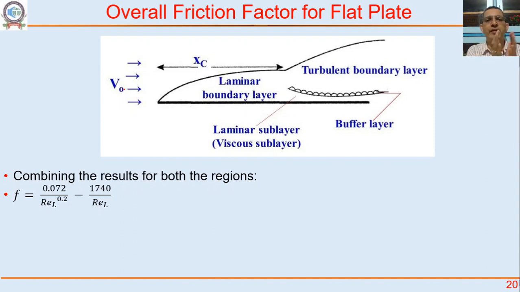So first 20 centimeter is laminar boundary layer. 20 to 100 centimeters it is turbulent boundary layer. So I have to combine them. So if you combine them, this will be an expression for overall friction factor, which you can use all the time for any application, for flat plate application, of course.